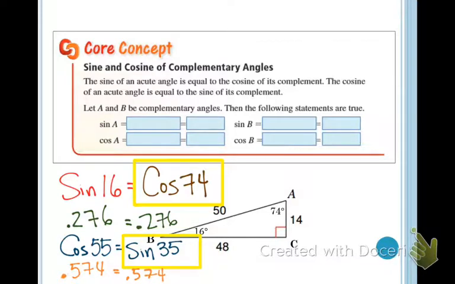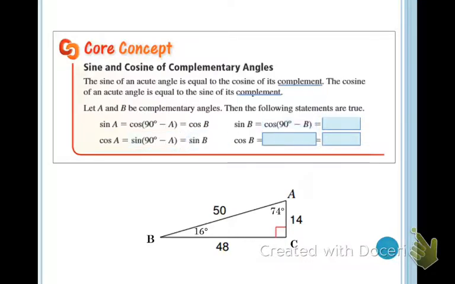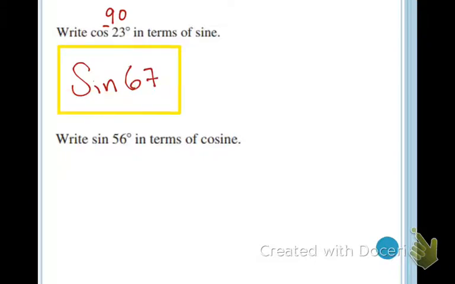Okay, so we're going to do your 2 examples. This is what it looks like in the book. It's telling you to take 90 and subtract the angle they gave you. That's all. All of these are saying literally the same thing. So we're going to write cosine of 23 in terms of sine. So if I'm writing in terms of sine, what word do I need to have? Sine. Then I'm going to take 90 and subtract 23. 90 minus 23 is 67.